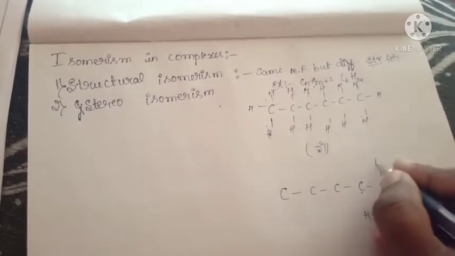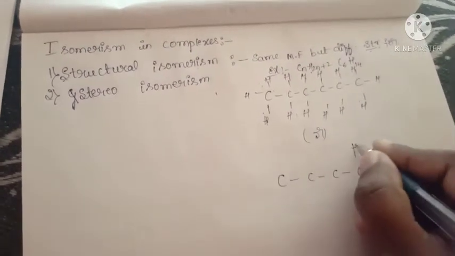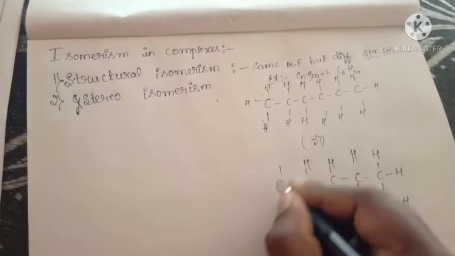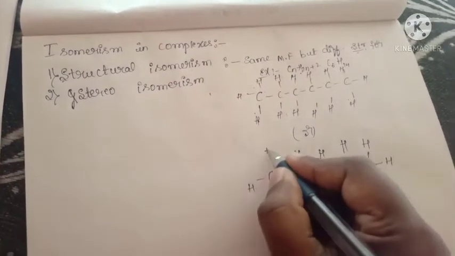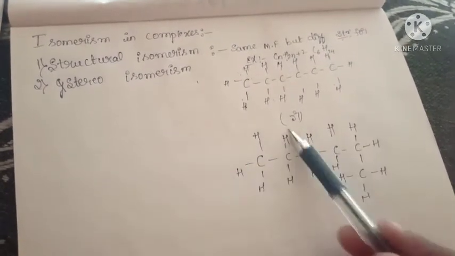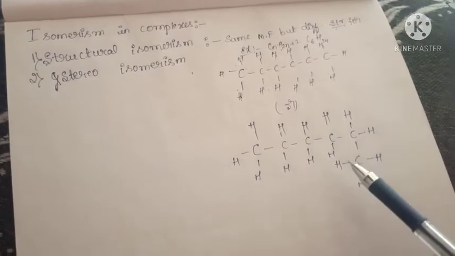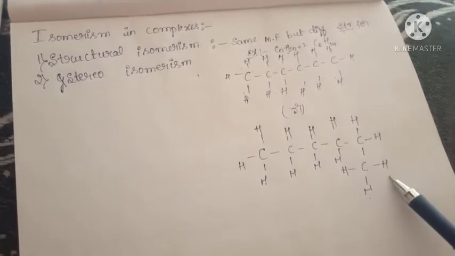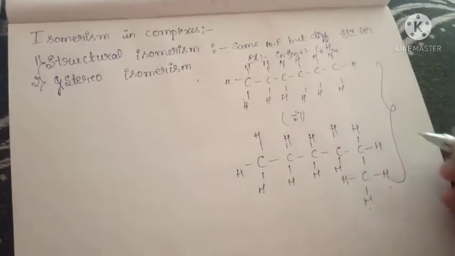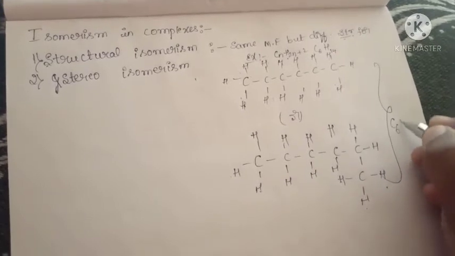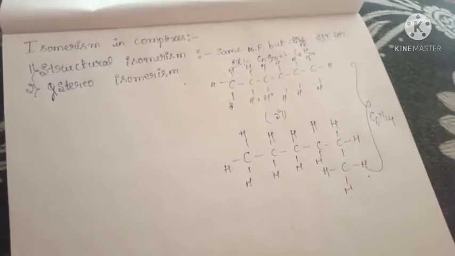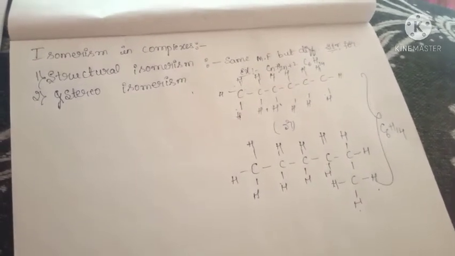Count the carbon atoms and hydrogen atoms: 1, 2, 3, 4, 5, 6, 7, 8, 9, 10, 11, 12, 13, 14. Okay, and carbon is also 6, but here it is the same molecular formula, C6H14, but there will be a different structural formula. This is called structural isomerism.